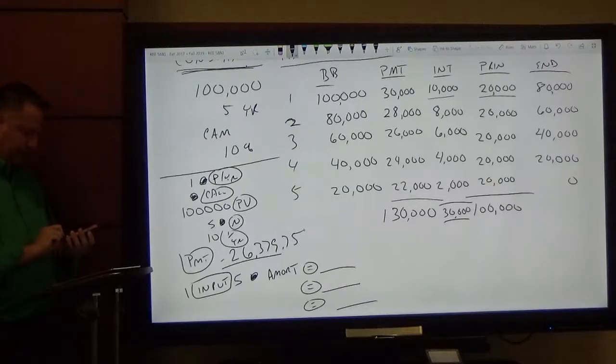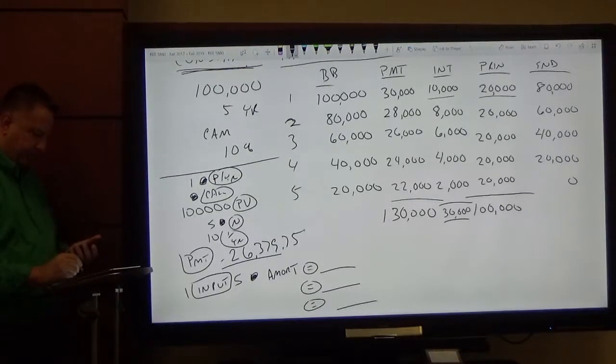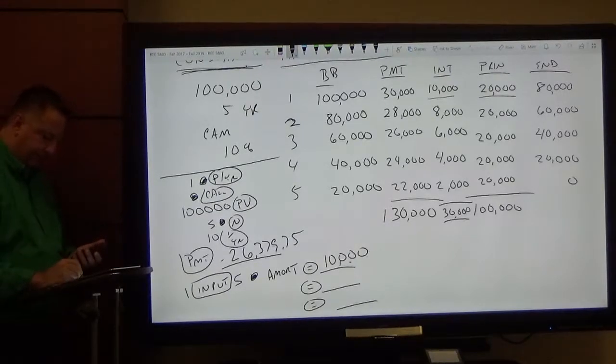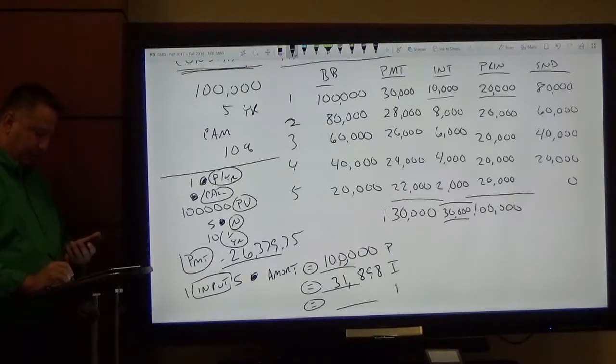$26,379.75 as our payment. 100,000 as our principal. 31,898 as our interest, and then our balance will be 0. Okay, so let's just sort of compare.